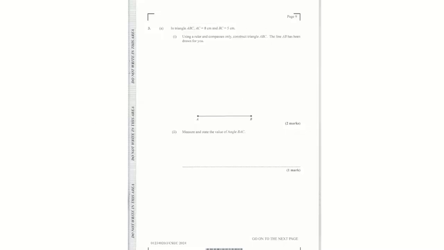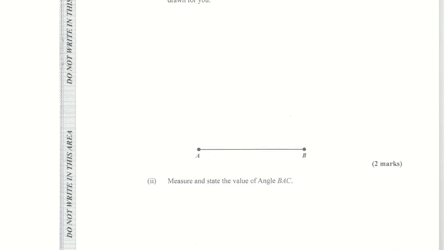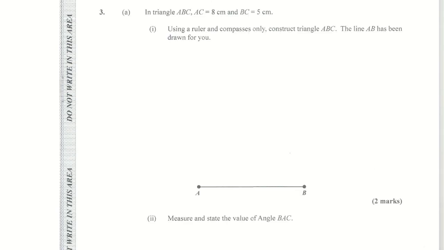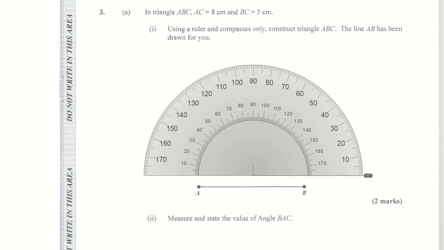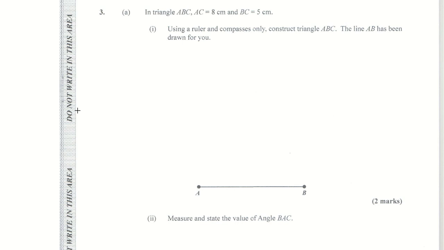This here is January 2024, so you see they're bringing back these producing angles and stuff, right? Using a ruler and compass only, construct ABC. Line AB has been drawn for you. They told you AC is 8 and BC is 5. They didn't tell you any angle, so all you need to know is there is a spot where, when AC is 8 and when line BC is 5, where those two lines intersect, this is where your C is going to be located, right?